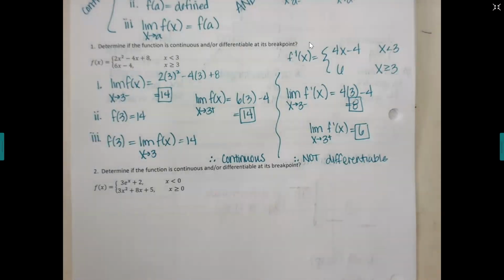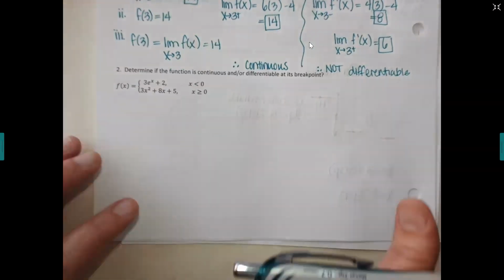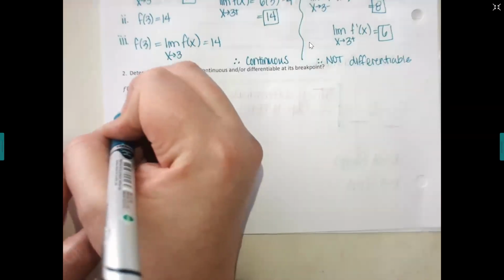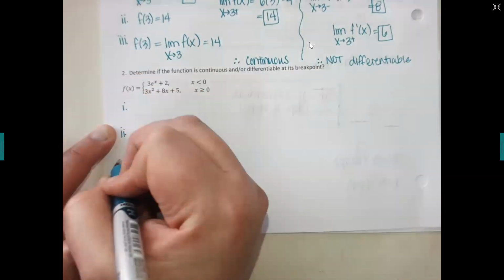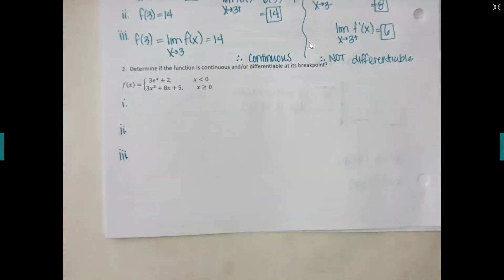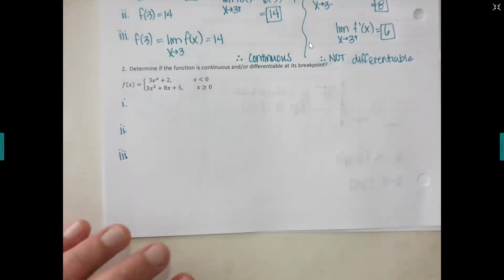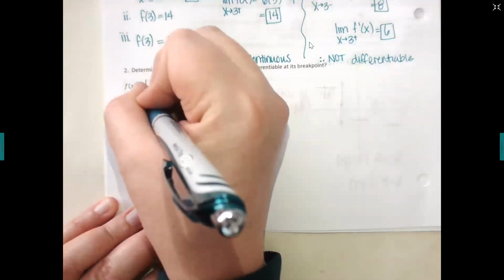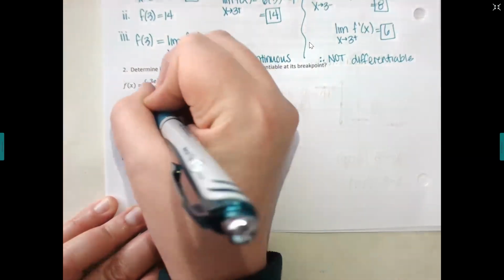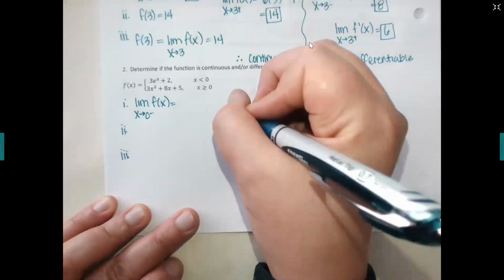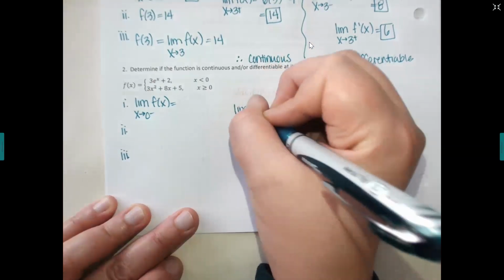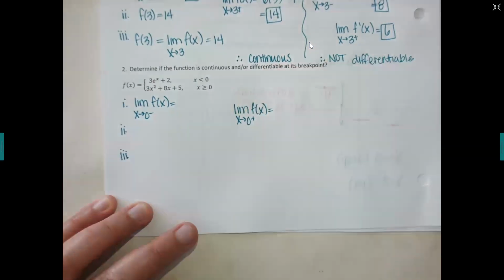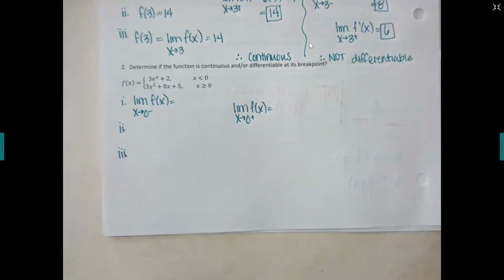Get the idea? Okay. Let's do just one more of those. Let's, I guess, just do number 2. All right, so first thing it says, is it continuous and or differentiable? Let's see. Okay, first we are plugging in 0 to the top and the bottom to see if they match. So I'm going to do my left limit here, my right limit over here. Yeah, I'm plugging in a 0.